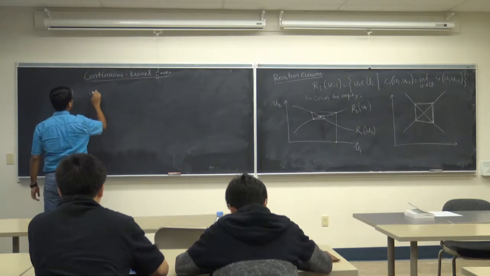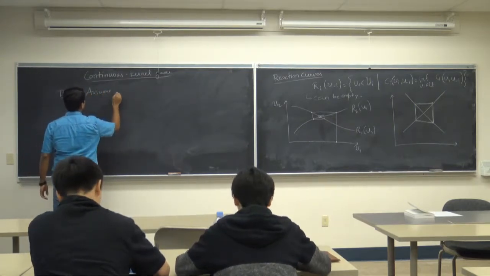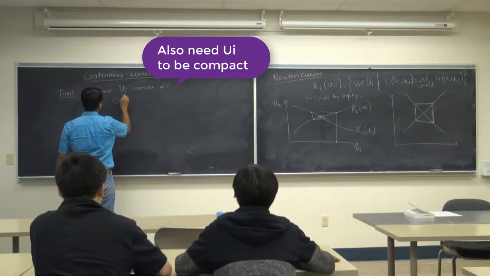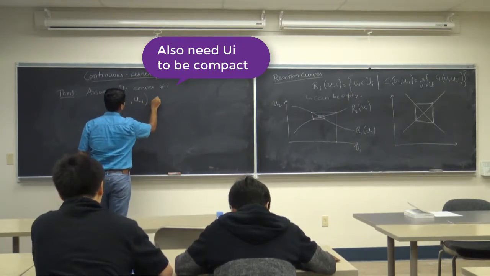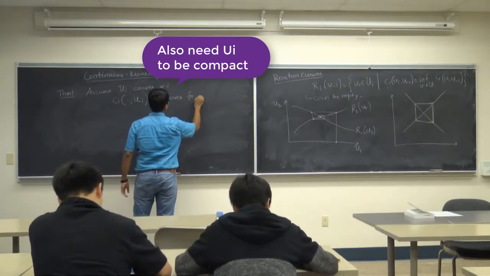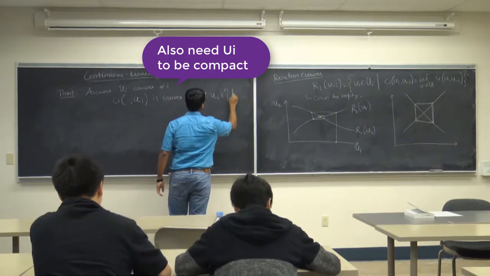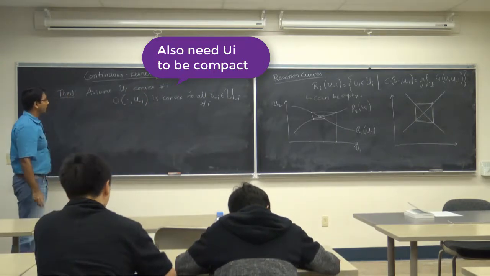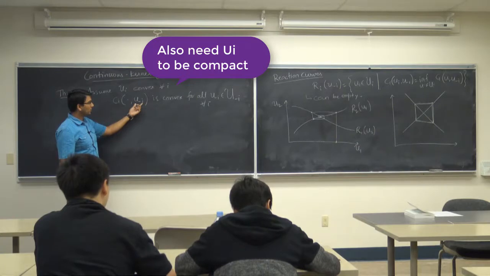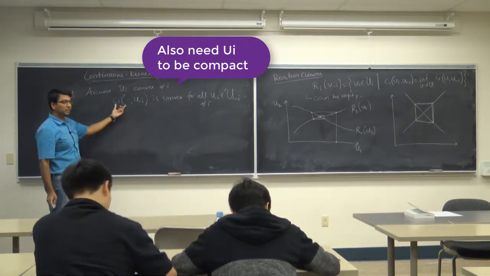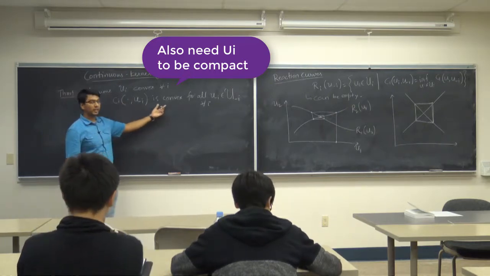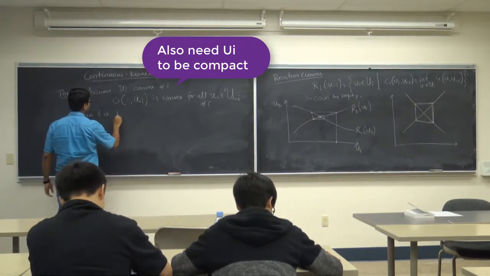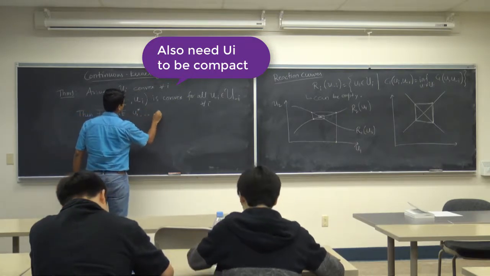Assume U_i convex for all i, and C_i(u_i, u_{-i}) is convex for all u_{-i} in capital U_{-i} and i. Okay, so if I fix the actions of other players and I look at this function C_i as a function of u_i, then it is convex. It's a convex function. Then there exists a Nash equilibrium (u_1*, ..., u_n*). Okay?